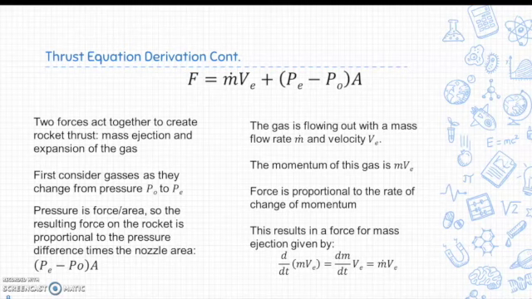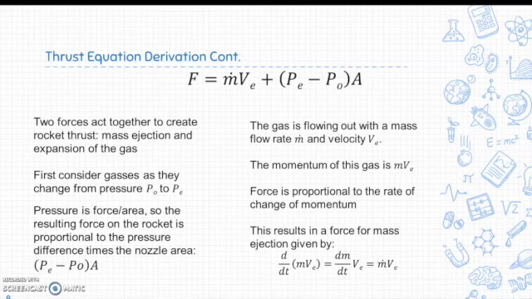First, we have to consider the gases as they change in pressure from PO to PE. The pressure is force per area, so the resulting force in the rocket is proportional to the pressure difference multiplied by the nozzle area. So that gives us PE minus PO multiplied by A.